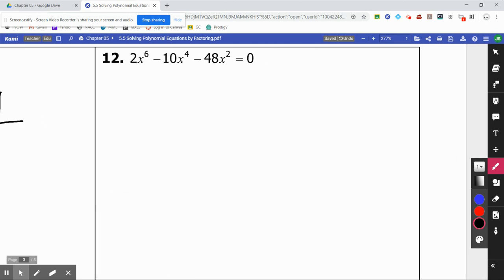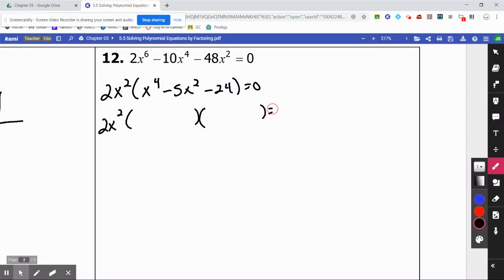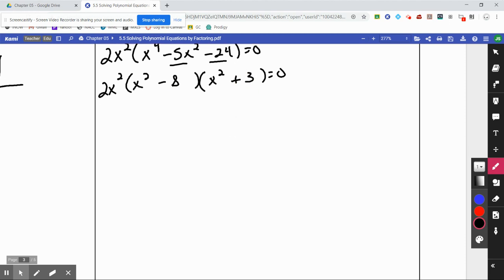Number 12, factor out your common factor. 2, 10, and 48 has a factor of 2. The lowest power of x is x squared. Factor that out. You're left with an x to the fourth, a negative 5x squared, and a negative 24. Factor it again. 2x squared, 2 sets of parentheses. X squared times itself gives you x to the fourth. Adds, multiplies, negative 8, positive 3. Once you get to x squared, you can now solve it from here on out.